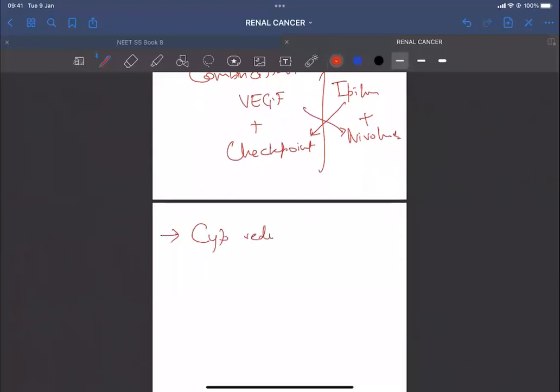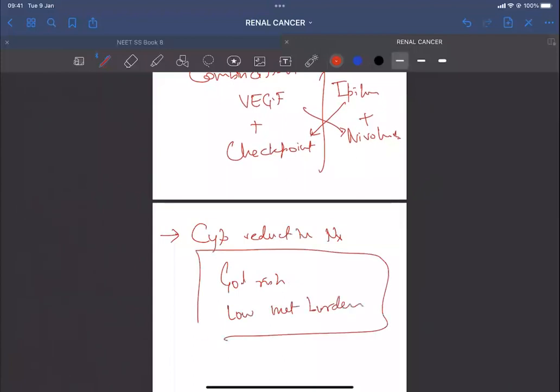Cytoreductive nephrectomy in good risk patients with low metastatic burden can be beneficial.